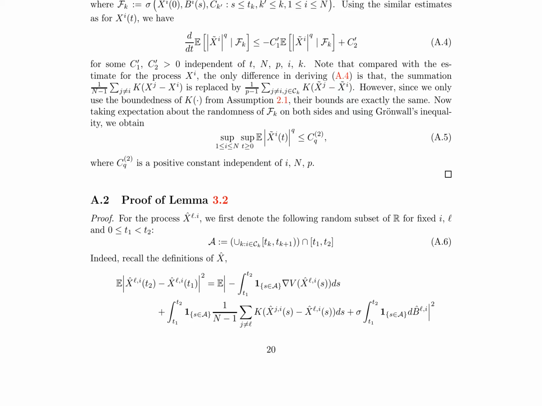The authors also estimate the process xi, t, using the random time change relation and the boundedness of K, from assumption 2.1. They apply Gronwall's inequality to obtain a bound for xi, t, in equation A.3. Similarly, they estimate the process xi, t, and apply Gronwall's inequality to obtain a bound in equation A.5. Overall, the authors provide a rigorous analysis of the random batch method with replacement and its application to interacting particle systems, highlighting potential extensions and areas for future work.